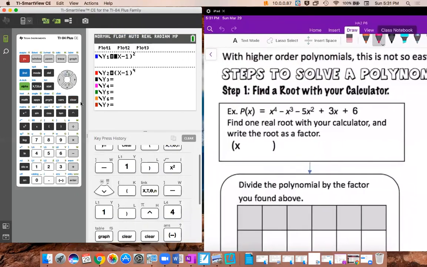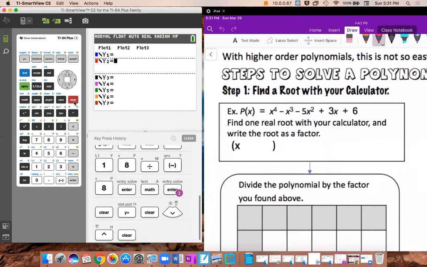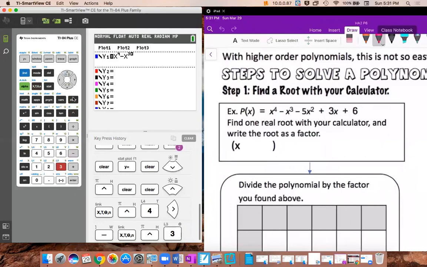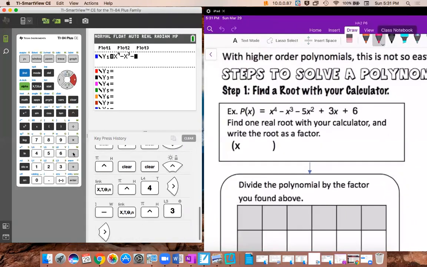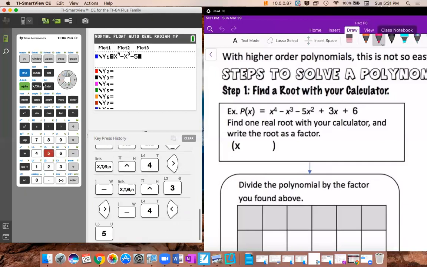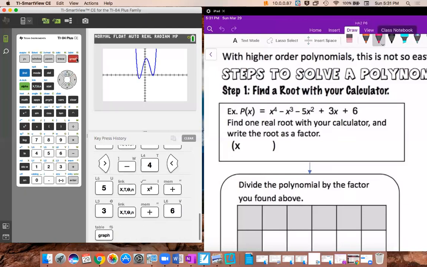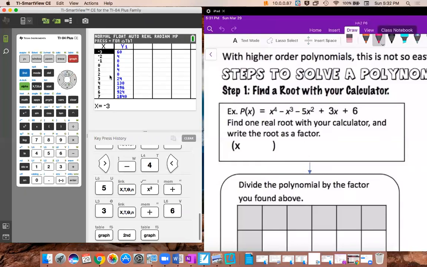Okay, so we're going to go to y equals, and we're going to plug those in. Okay, so x to the 4th minus x cubed minus 5x squared plus 3x plus 6. Okay, so what we're looking for is a root. Remember, root is an x-intercept. So it looks like it maybe crosses at -2 or -1 and +2, but a really easy way to figure out where it super nicely crosses is by looking at the table.